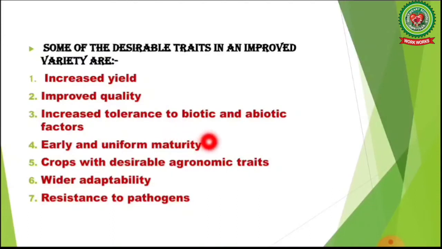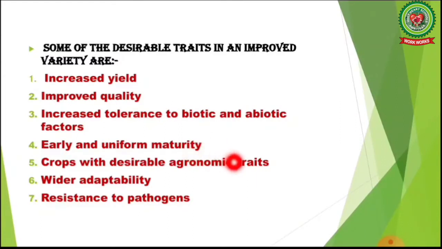Early and uniform maturity. It involves developing the short duration varieties instead of traditional long duration varieties, means which require more time to fruit. It allows raising of 2 to 4 crops in succession in a year. Also, the uniform maturity of crop makes harvesting easy.